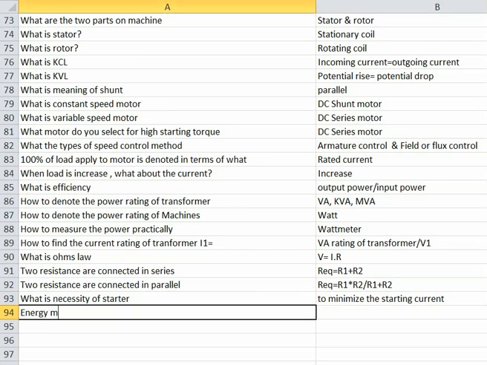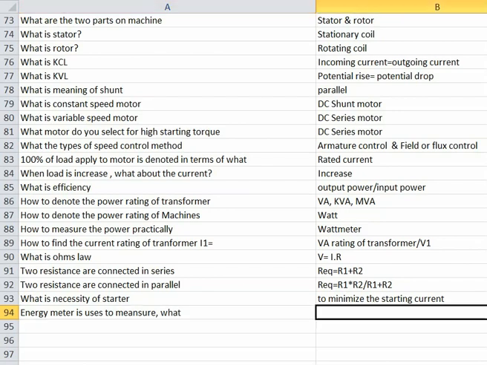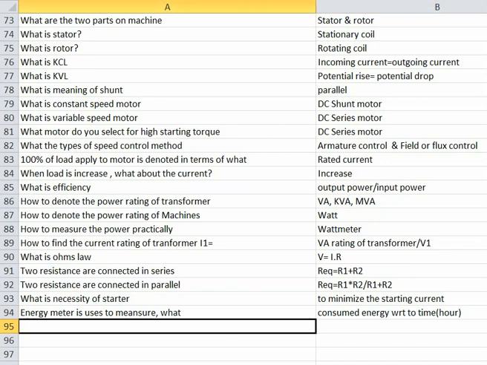The energy meter is used to measure what? How much energy is consumed with respect to time, in hours. So how much energy is consumed with respect to time?